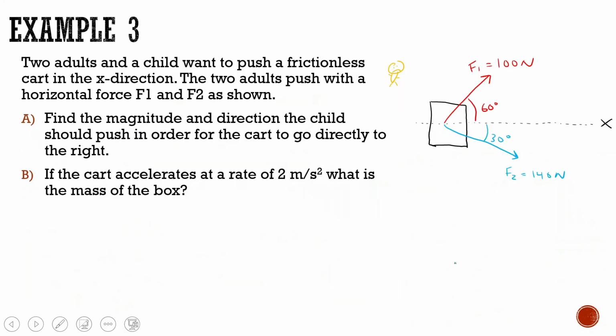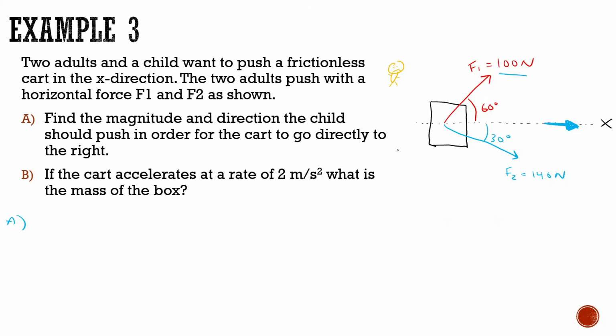Okay, but moving on. Two adults and a child want to push a frictionless cart in the x direction. The two adults push with the horizontal forces shown: F1 is 100 newtons at 60 degrees, and F2 is 140 newtons at 30 degrees. Find the magnitude and direction the child should push in order for the cart to go directly to the right. So we want this cart, or this box over here, to go directly to the right.